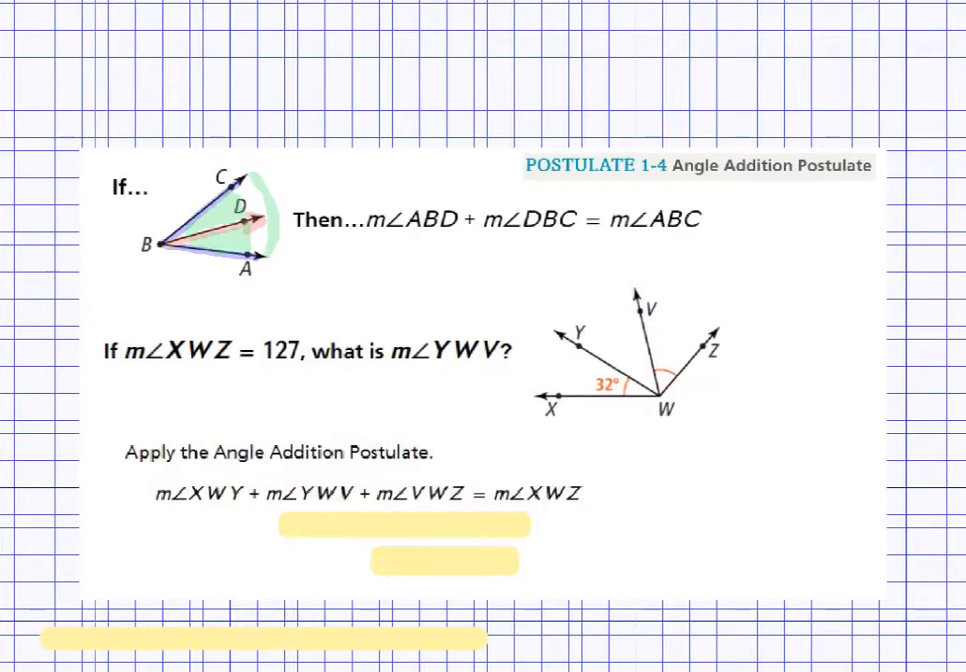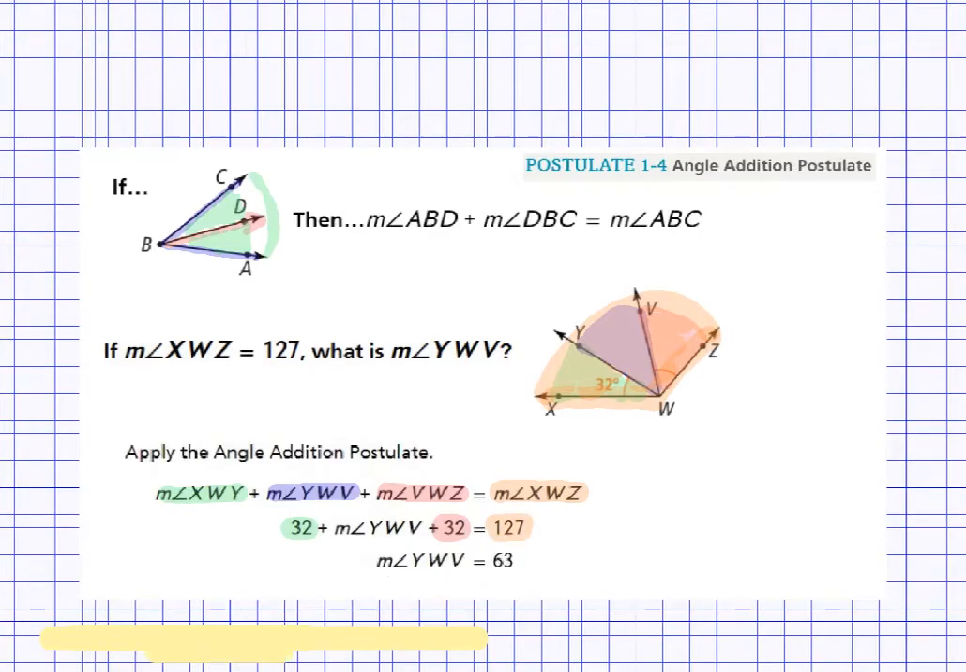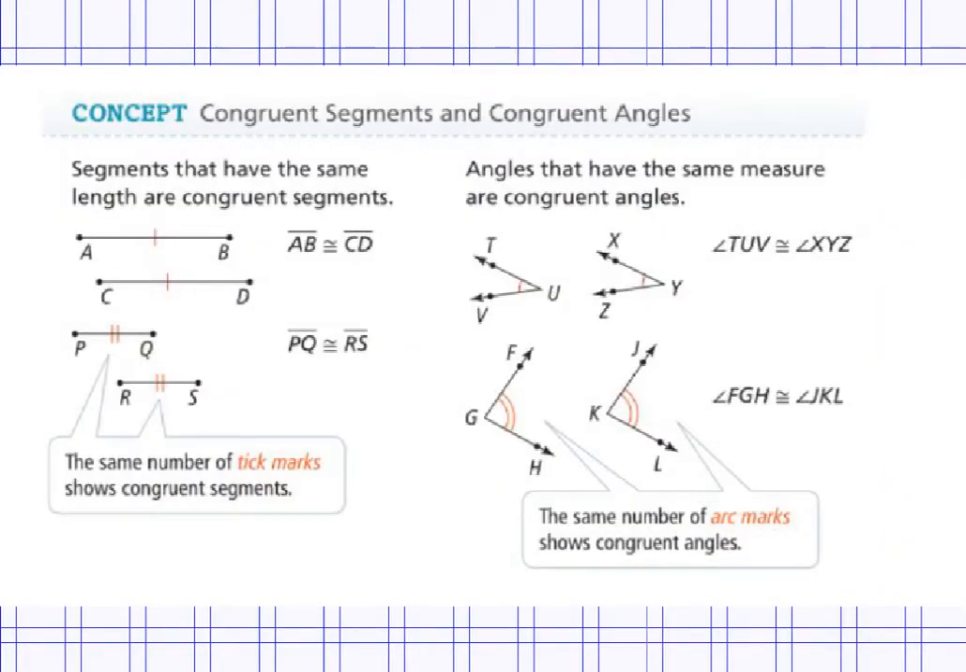By using the angle addition postulate, we know that the measure of angle XWY plus the measure of angle YWV plus the measure of VWZ is going to be equal to the measure of angle XWZ. I substituted in my known values, so I know that XWY is 32 degrees, and I also know that VWZ is 32 degrees, and XWZ is 127 degrees. Now if I get the measure of angle YWV by itself, you can see that my final result is 63 degrees. Please take a moment to review this slide as it discusses the idea of congruent segments and congruent angles.